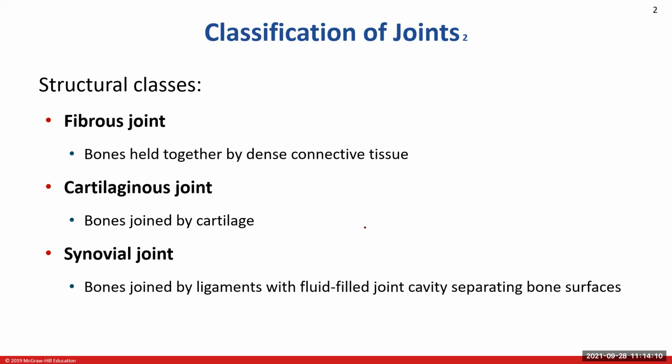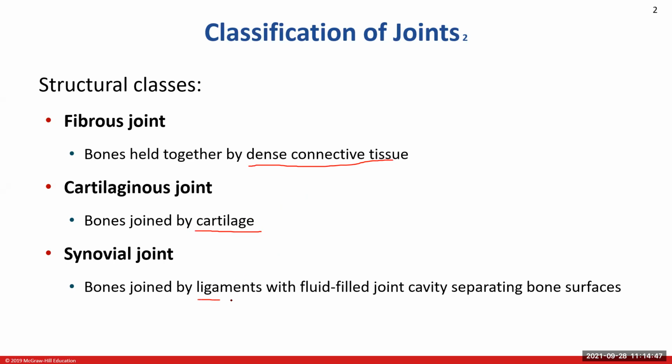Fibrous, cartilaginous, and synovial. So the fibrous, we're going to see in between the bones, the bones will be held together by a dense connective tissue. And we've seen that with our suture joints, okay? You also have our cartilaginous joints. Those are bones that are joined by cartilage. All right, so if you've gone over and completed the axial skeleton, you saw the intervertebral discs. Those are cartilaginous joints.